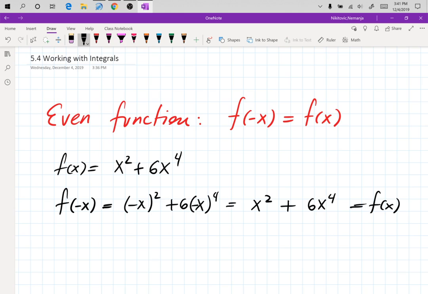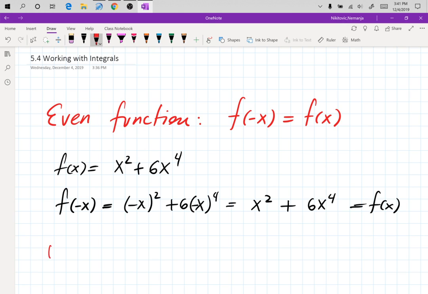So we have a notion that if all of the exponents are even, you have an even function. Now, cosine and secant are also even functions. And the reason for it, you are going to see at the end of Calculus 2. So you just have to wait a little while. So that's about even functions.